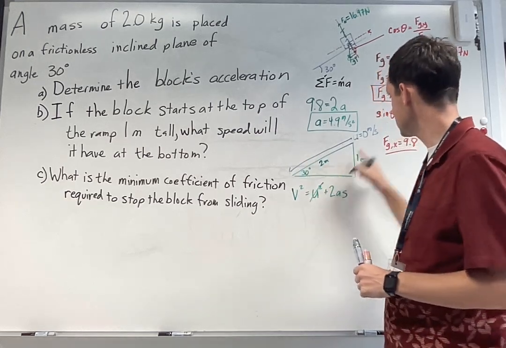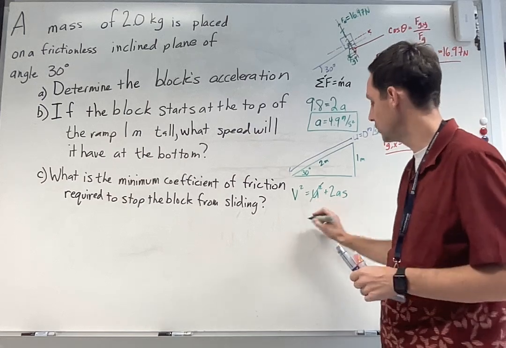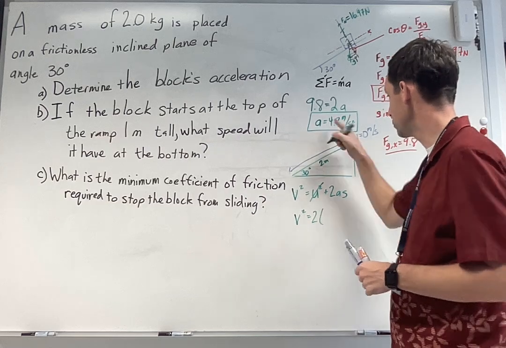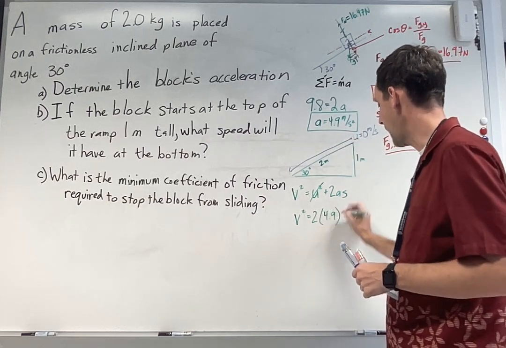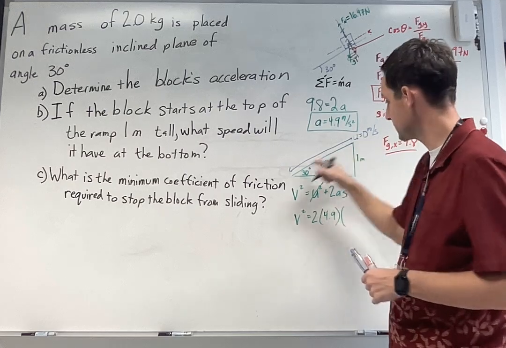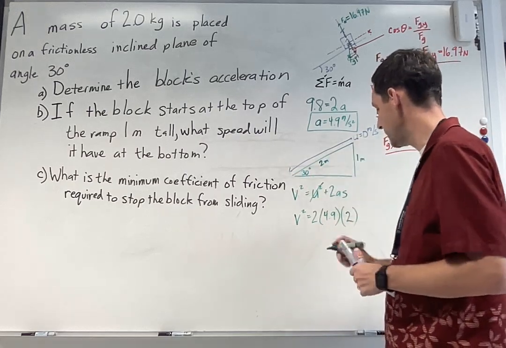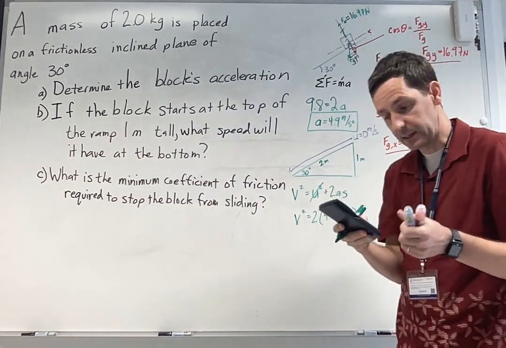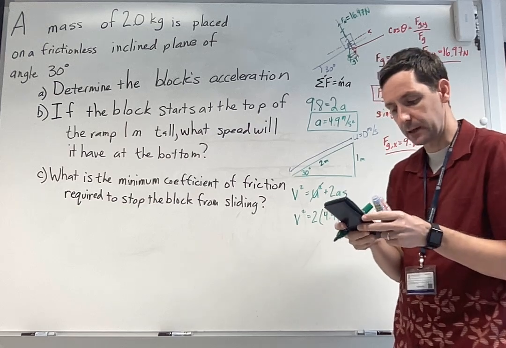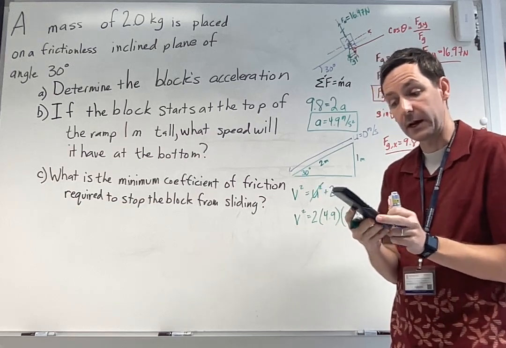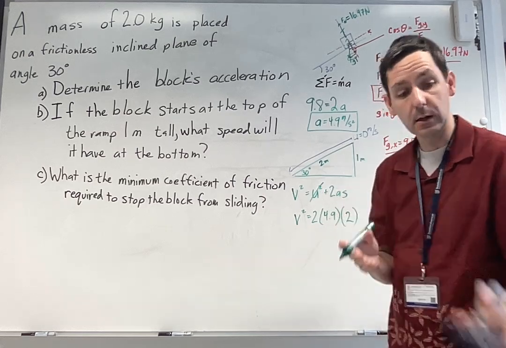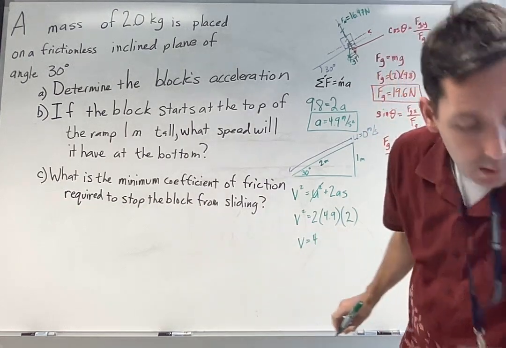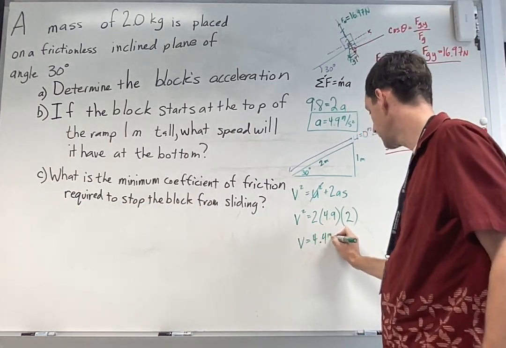So the u is 0, so 0 squared is 0. We can leave that alone. So we'll go v squared equals 2 times the acceleration, which is that 4.9, and then times the distance or displacement over which it travels, which is again another 2 meters. And so 2 times 4.9 times 2, which is 19.6. And if I square root the 19.6, I get 4.4271. All right, so my v is going to be 4.4 meters per second.